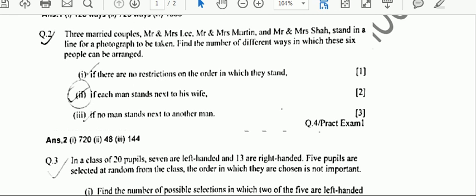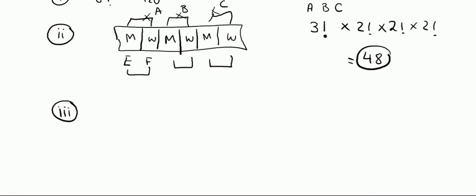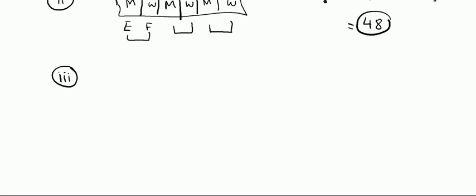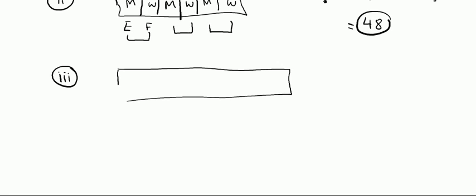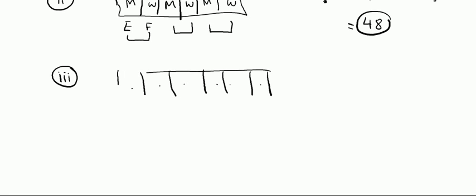Question number 3 states, if no man stands next to another man. This means that since we have 3 men and 3 women, the question wants us to say that no 2 men stand next to each other. Since we have 6 people in total and 3 are men and 3 are women, we can plot certain possibilities. 1, 2, 3, 4, 5, 6. So I have drawn this in boxes. Men, women, men, women, men, women.